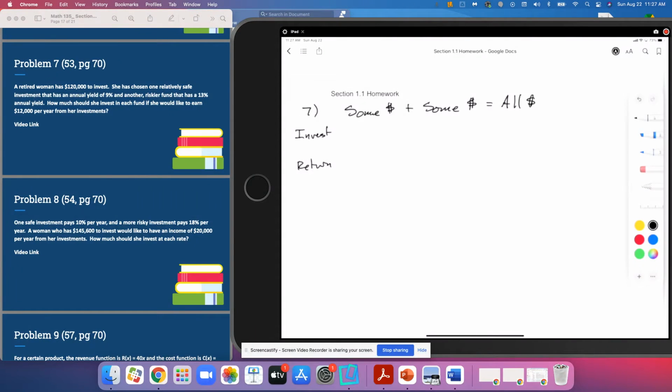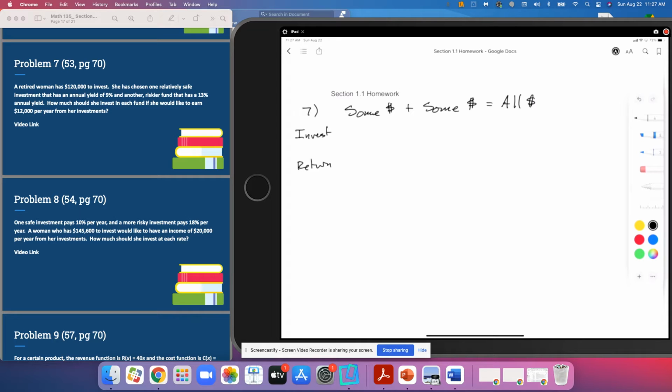We're on to problem number 7. We've got a retired woman who has $120,000 to invest. She has chosen one relatively safe investment that has an annual yield of 9% and another riskier fund that has a 13% annual yield. How much should she invest in each fund if she would like to earn $12,000 per year from her investments? And so I hope you watched the example problem that was like this.